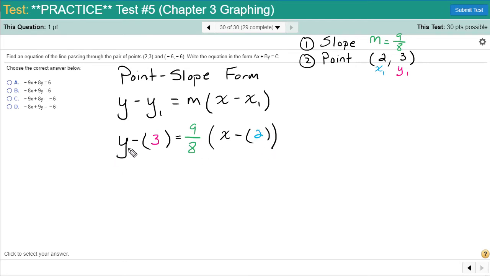All right, so let's go ahead and clean this up just a little bit, and then we'll talk about this fraction here. So we're going to distribute here, and inside the set of parentheses, we're also going to distribute.